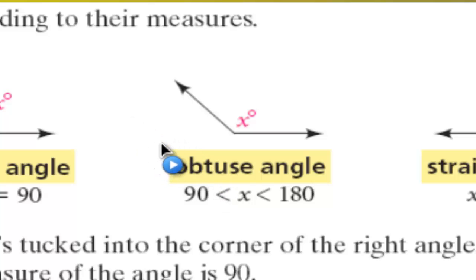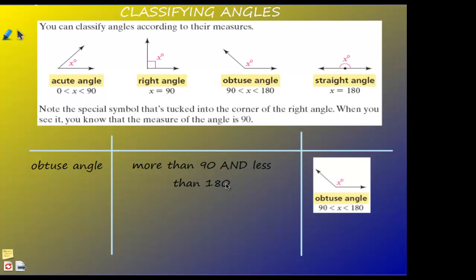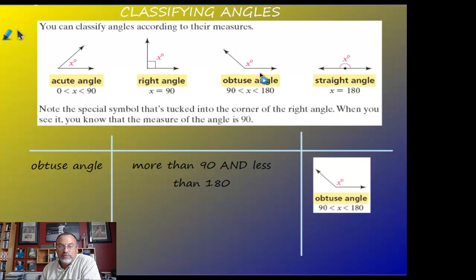Shawshank Redemption. An obtuse angle is any angle whose measure is in between 90 and 180. So it's more than 90. It cannot be 90, because what would it be if it was exactly 90? It would be a right angle. It can't be both. And it's less than 180. So any angle that's more than 90 and less than 180 is considered an obtuse angle. An obtuse angle looks more like this.